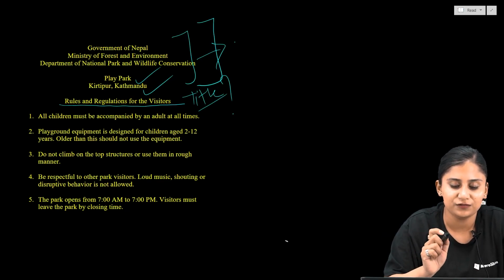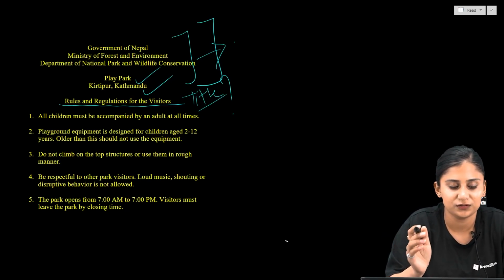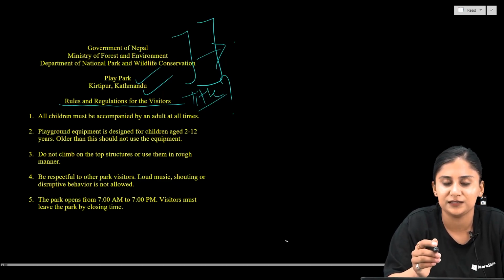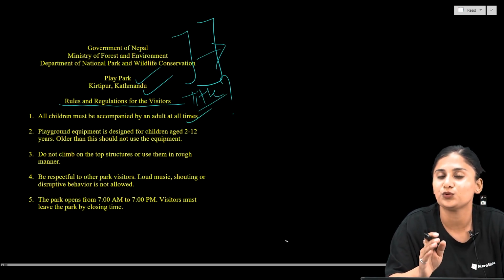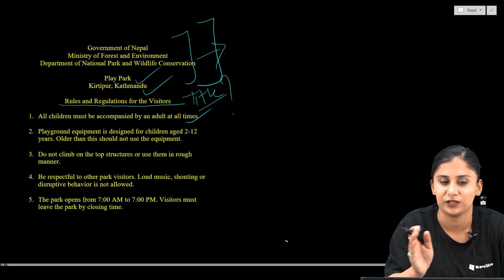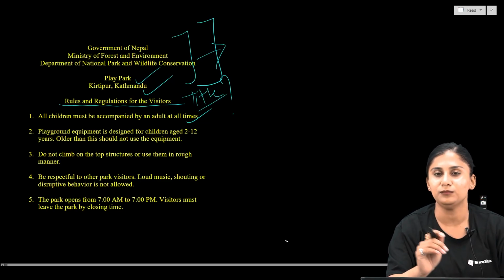So now the first rule. What is the first rule? So the first rule is all children must be accompanied by an adult at all times. So the idea is children are not supposed to enter the park alone. They must be with their parents whenever they are in the park.